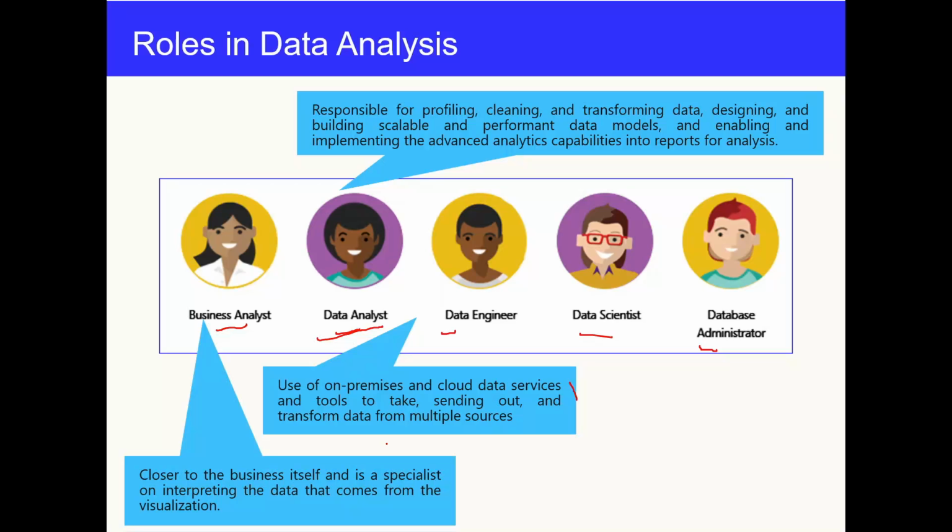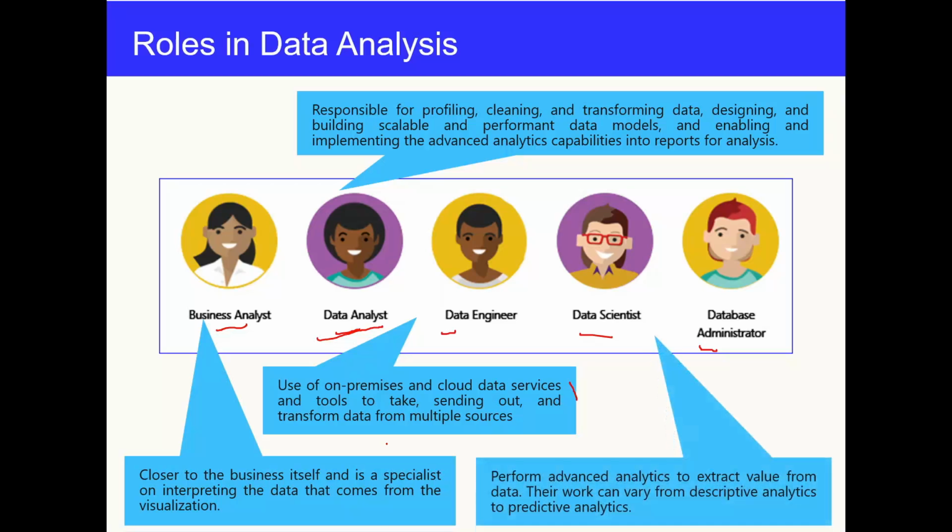And the fourth one is data scientist. So he is the one who does the advanced analytics, to extract the values from the data. So the work can vary from descriptive analysis to predictive analysis. Basically, if you go to Amazon.com or Amazon.in, you choose some of the things. When you move to the checkout page, at that time you see that maybe this is something that you may add to your cart, before you finally check out. How does it come to know?